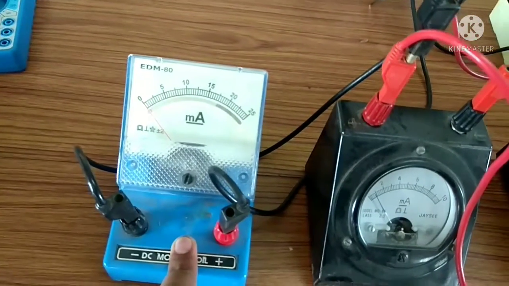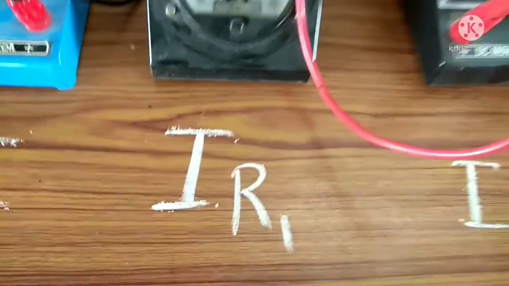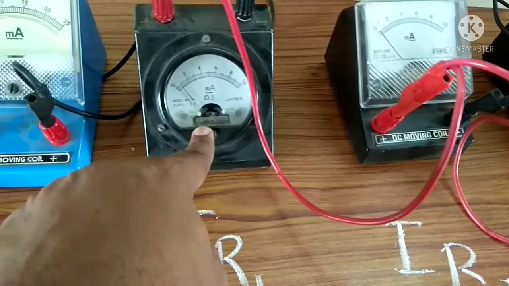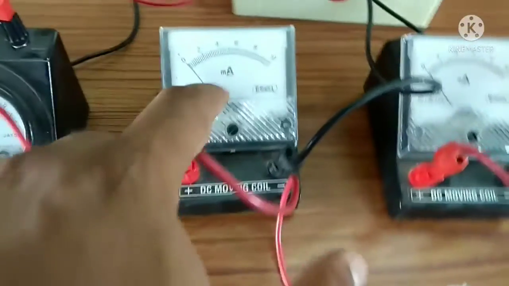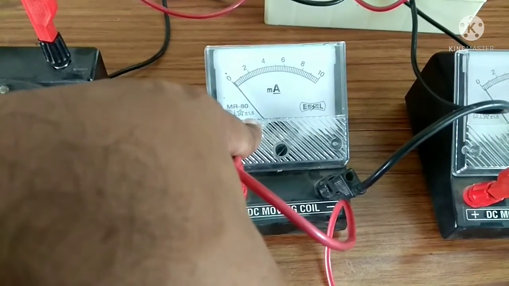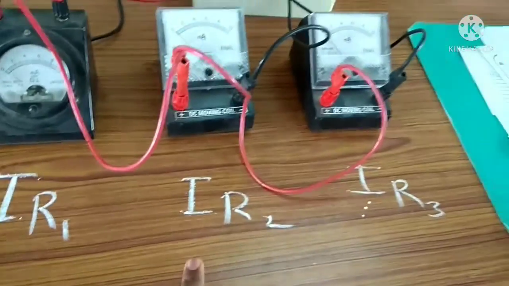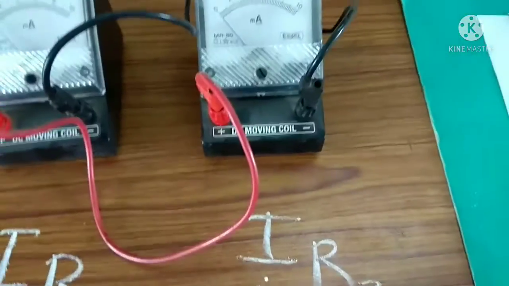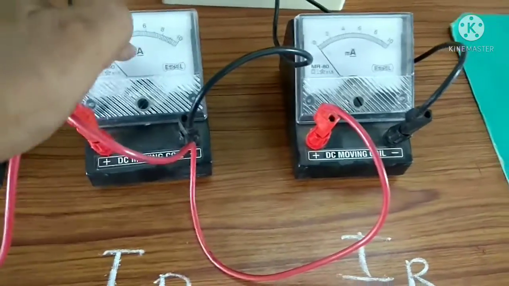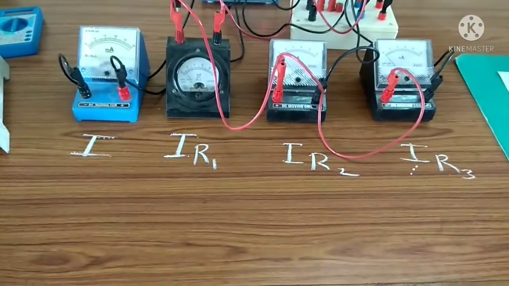The total current we can measure here. The second milliammeter is known as IR1. Here we measure the current in the first 1000 ohm resistance. Here we measure the current in the second resistance, therefore this current is IR2, and here it is IR3. So I is equal to IR1 plus IR2 plus IR3. In this way we can measure the current.